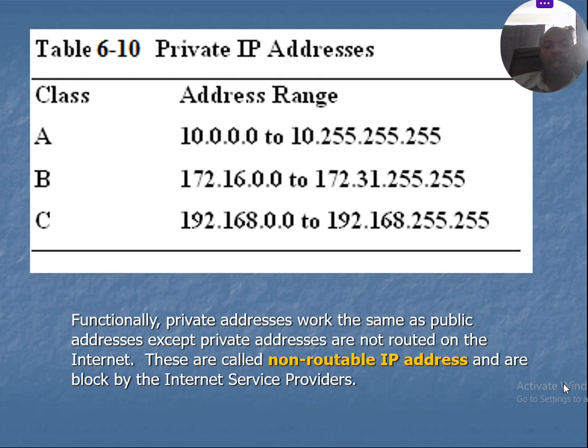Functionally, private addresses work the same as public addresses, except private addresses are not routed on the internet. That's just the difference. Because you don't route them on the internet, they are called non-routable IP addresses, and they are blocked by the internet service provider when they try to find their way through the internet.